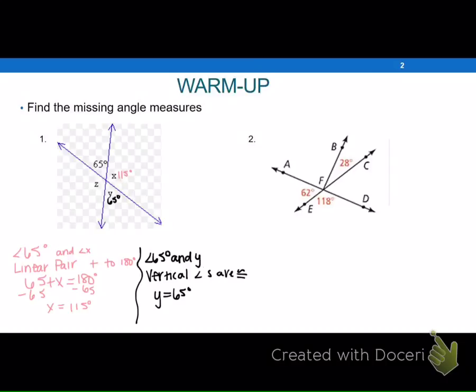So somebody raise their hand and tell me what the measure of angle Z is then. And why? Ian. It'll be 115 degrees. And why did you decide that? Because it's vertical, it goes with X. Okay. So that's just a little review on that one.